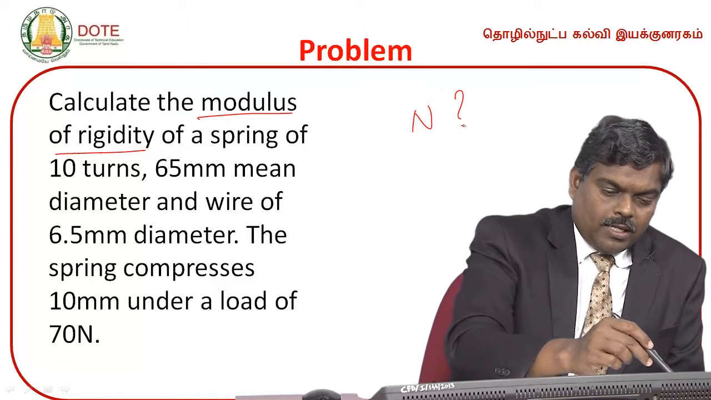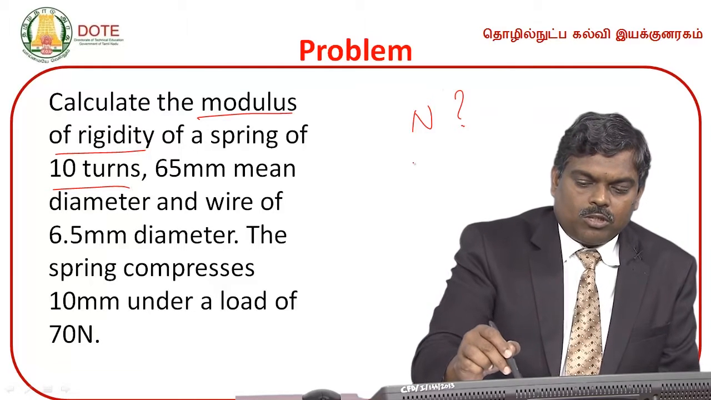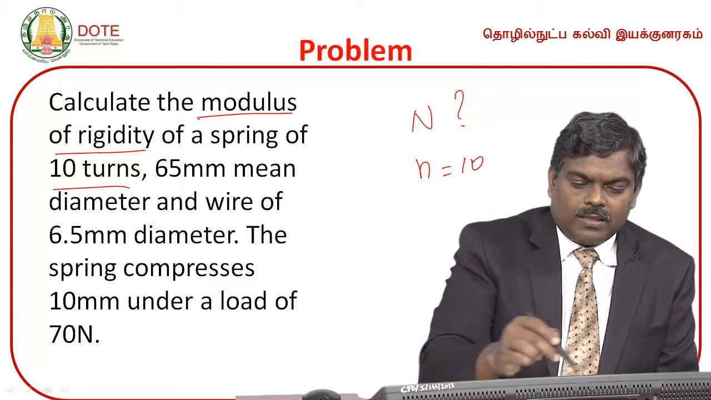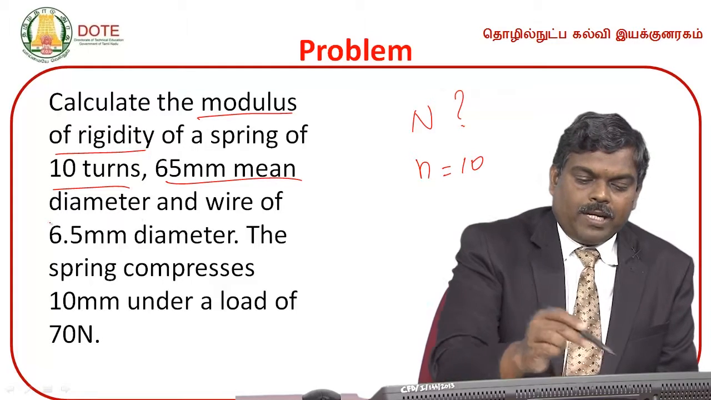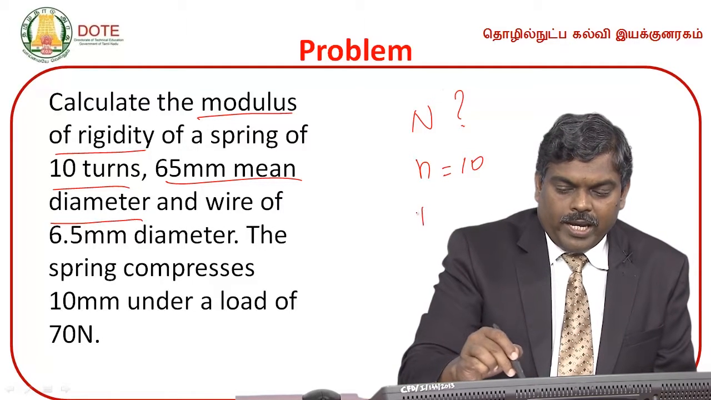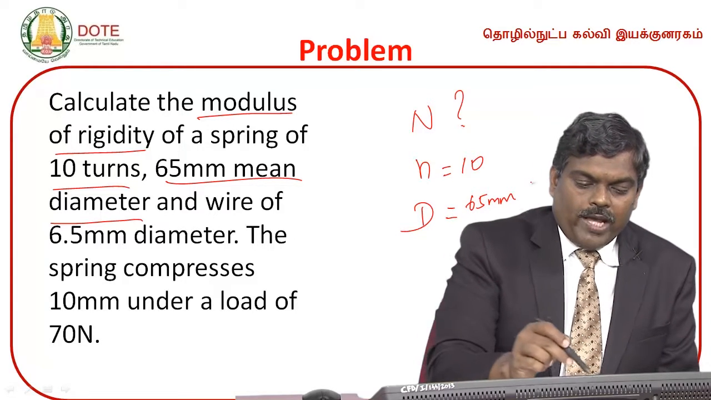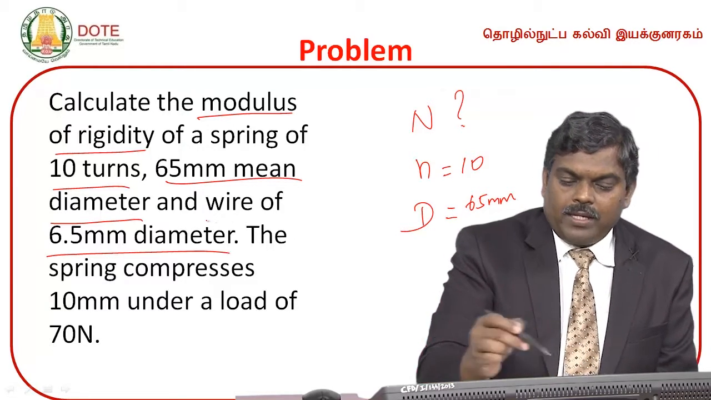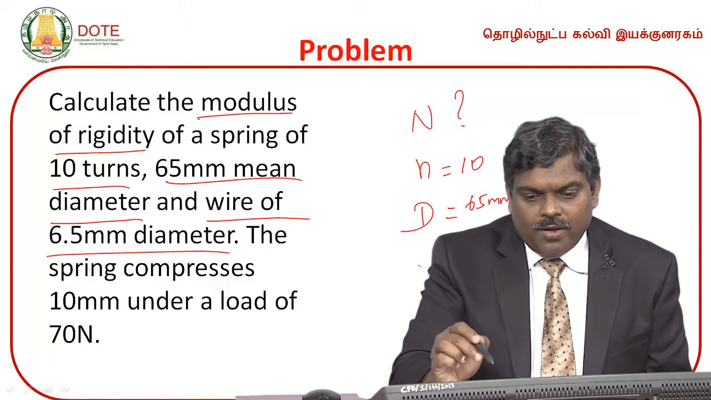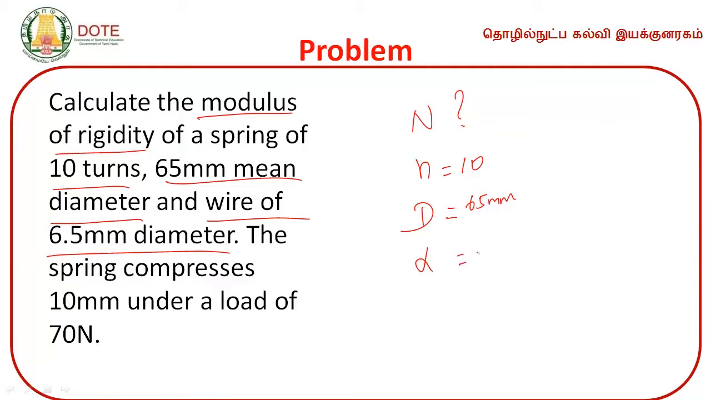What is given? Number of turns in the spring, small n, is equal to 10. 65 mm mean diameter. What is this? It is nothing but the mean diameter of the spring, capital D, which is going to be 65 mm. Wire of 6.5 mm diameter is nothing but the diameter of the wire. Wire diameter is 6.5 mm. The spring compresses 10 mm. This is going to be del. What is del? Deflection. The deflection for us is 10 mm.